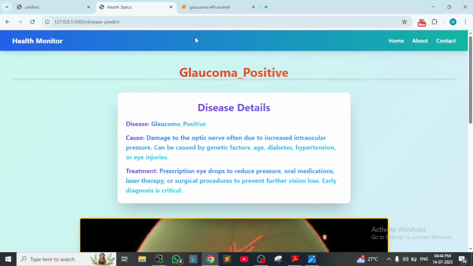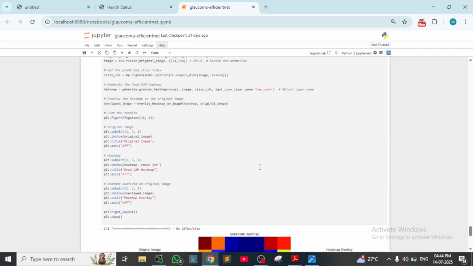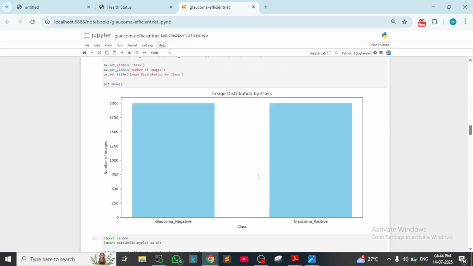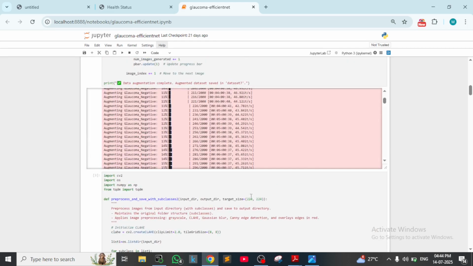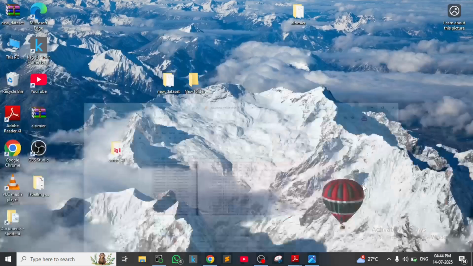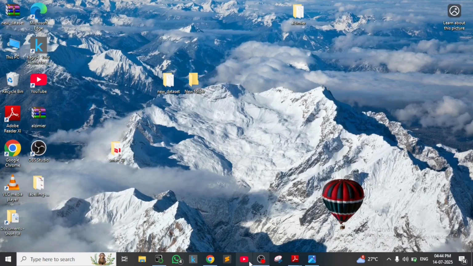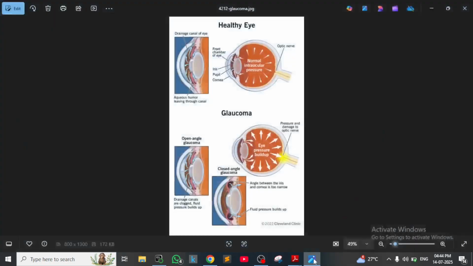And I will also show you how we built a model like this. See our model. Everything is inside this. Now come to the image of the glaucoma disease.